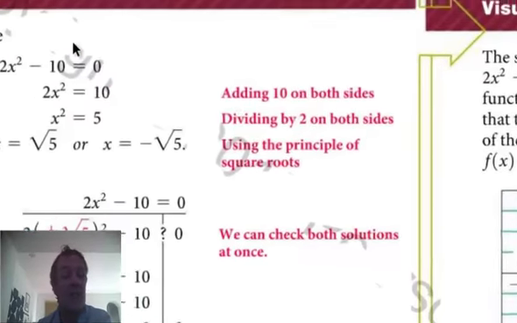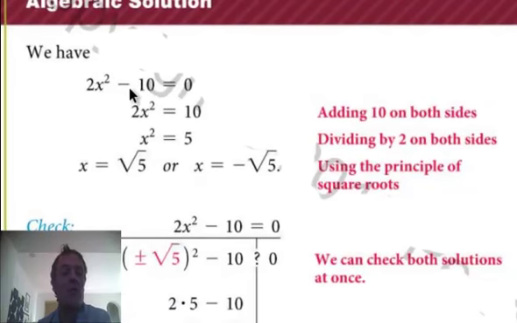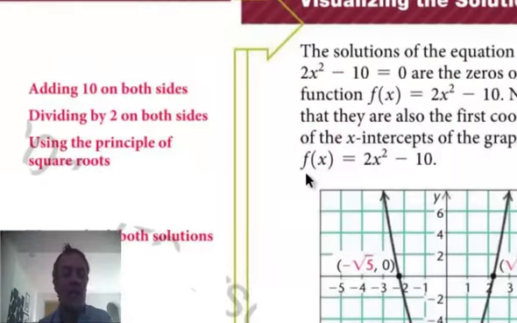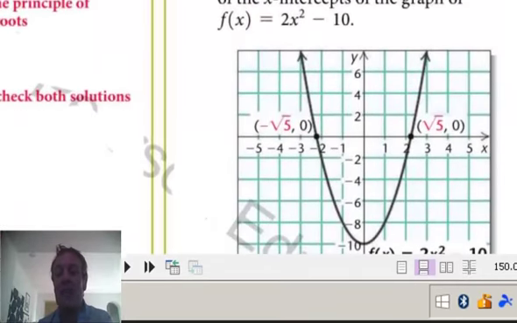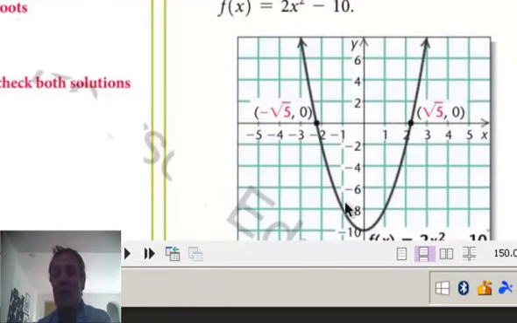Now, if I solve it algebraically: 2x squared minus 10 equals 0. So add 10 to both sides: 2x squared equals 10. Divide by 2: x squared equals 5. Then square root both sides. Don't forget when you square root, one plus and one minus. So root 5 and negative root 5. Put in your calculator, 2 point something and negative 2 point something. Those are my two x-intercepts, and if I look down here, this is what I should have. That's what I'd have in my graphing calculator with the x-intercepts, just like when I solve it algebraically.